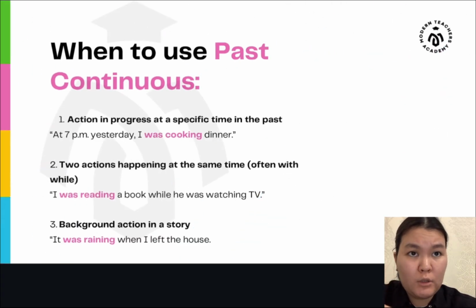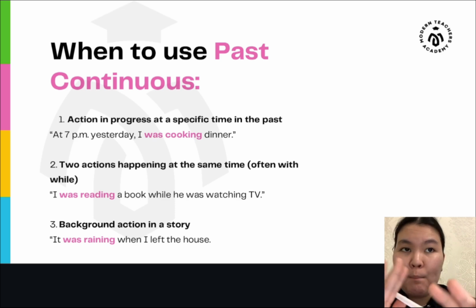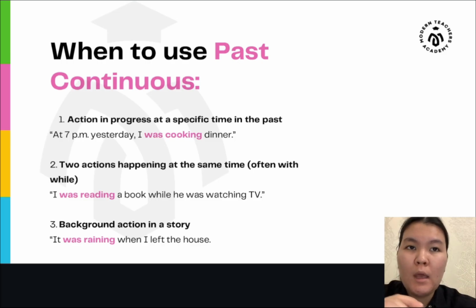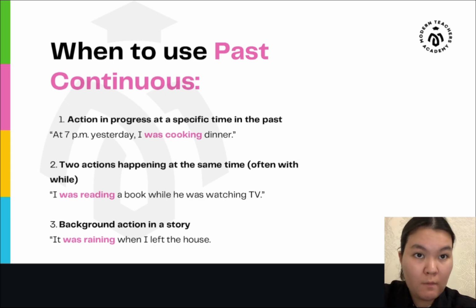When to use past continuous. The first case is an action in progress at a specific time in the past. For example, at 7 p.m. yesterday, I was cooking dinner. The second one is two actions happening at the same time, and this sentence often goes with while. For example, I was reading a book while he was watching TV.